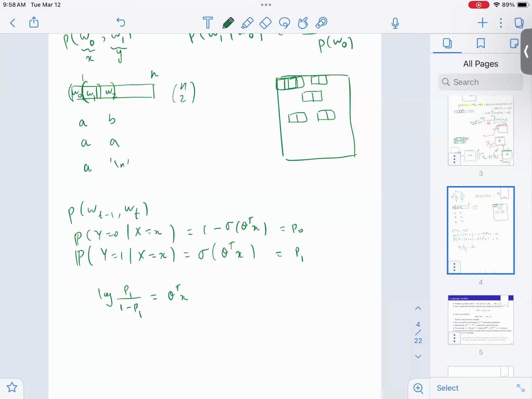We apply the sigmoid to this. That's the inverse of this log, so sigma inverse of p would be the log odds. You have to review this part. So this is called the logit, the log odds function, and this is the sigmoid function.